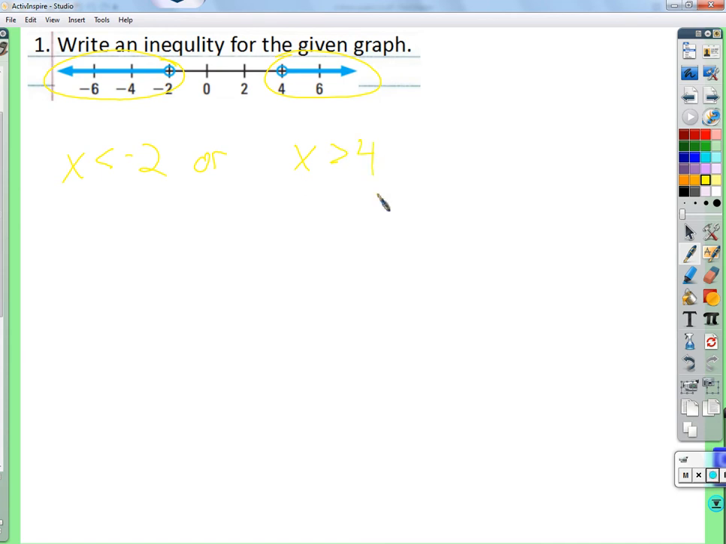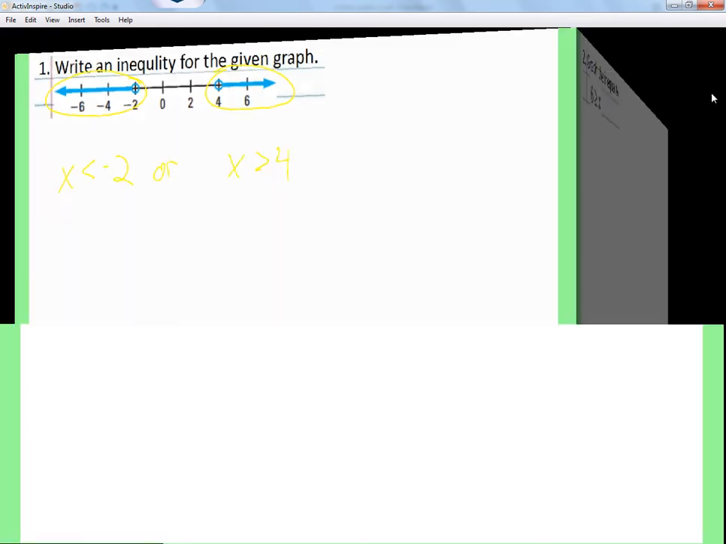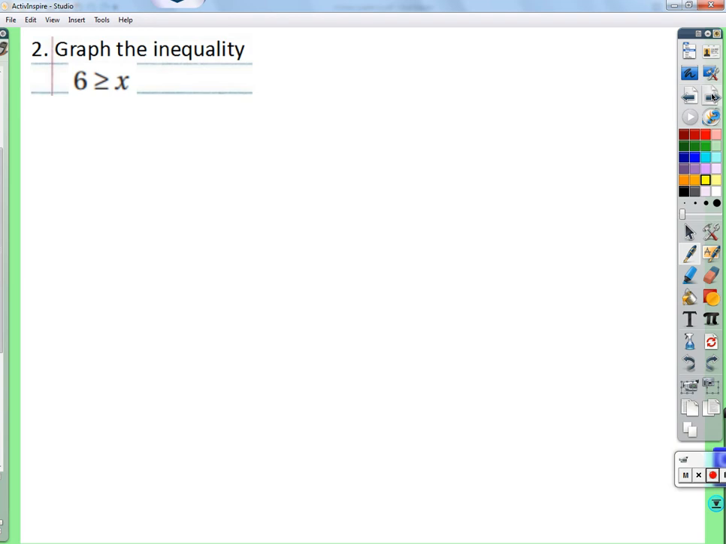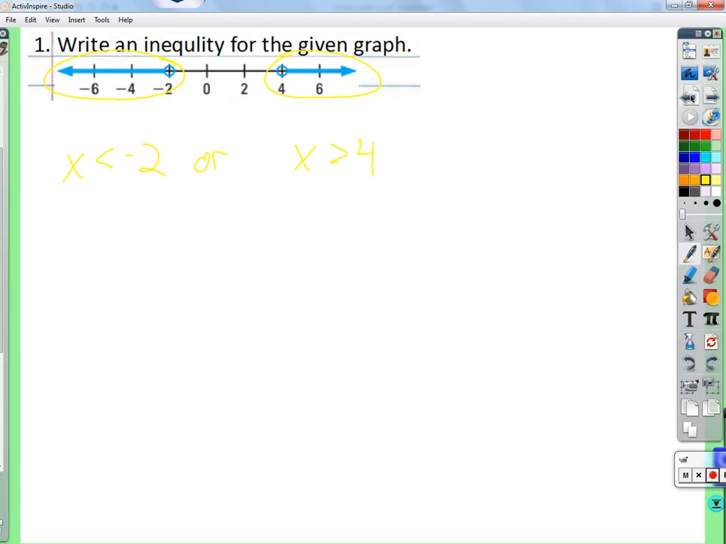For the first one, would negative 2 less than x greater than 4 work? So just no or. Negative 2, and then less than x, and then greater than 4. Well, no, because x is not supposed to be bigger than negative 2, right? X is supposed to be less. So at least for that reason, it's not correct.